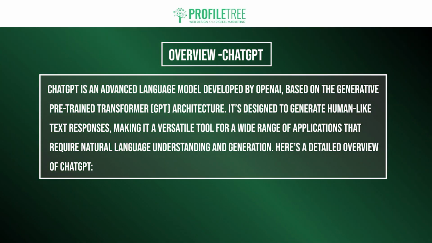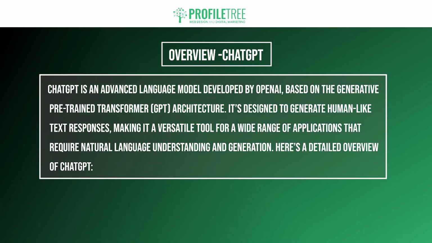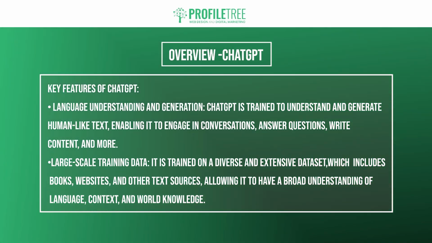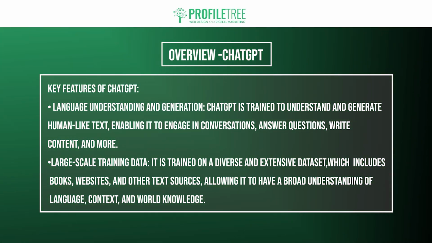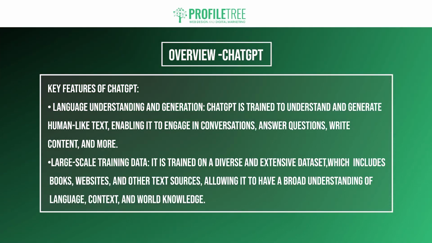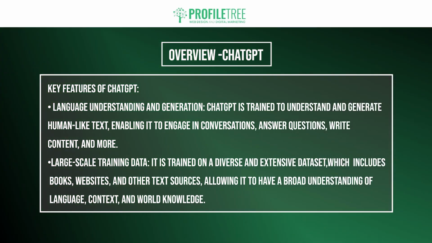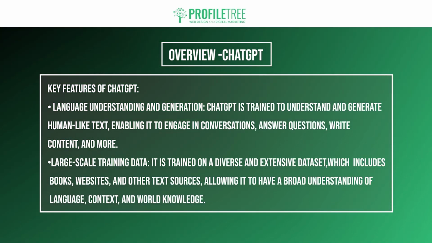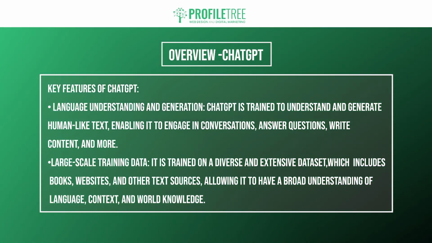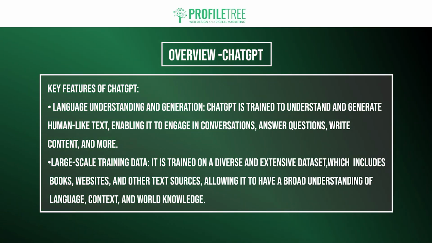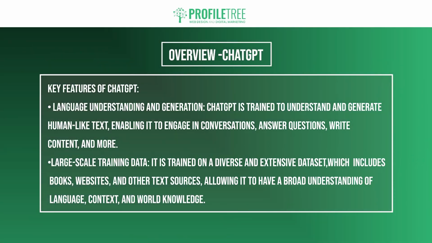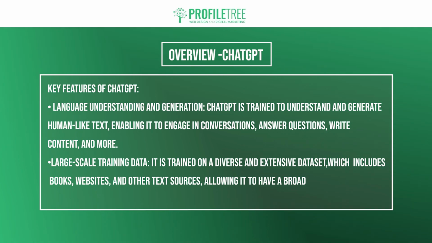Now, a more detailed overview of ChatGPT itself. These are some of the key features. Number one, the language understanding and generation. ChatGPT is trained to understand and generate human-like text, enabling it to engage in conversations, answer questions, write content, and plenty more. Number two would be the large-scale training data. It is trained on a diverse and extensive dataset, which includes books, websites, and other text sources, allowing it to have a broad understanding of language, context, and world knowledge.